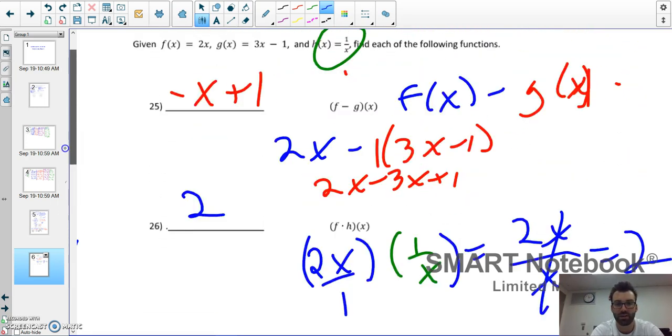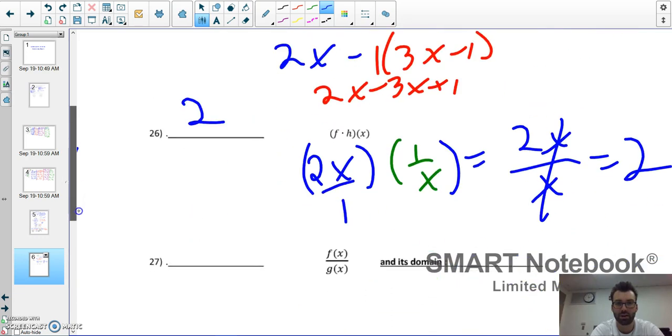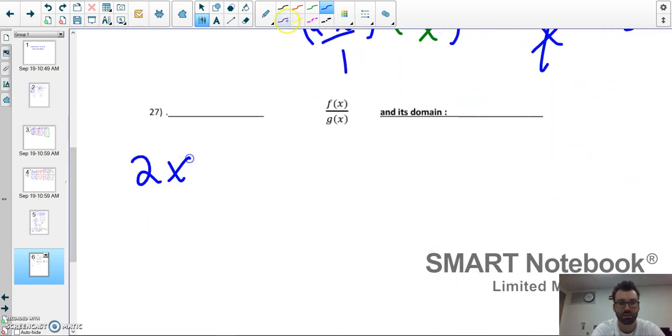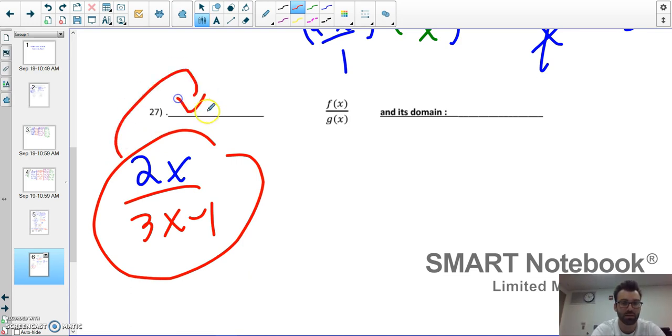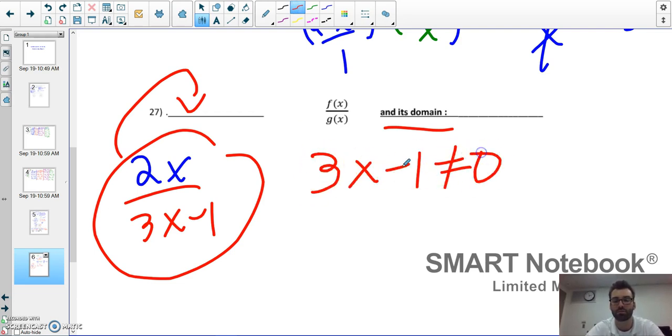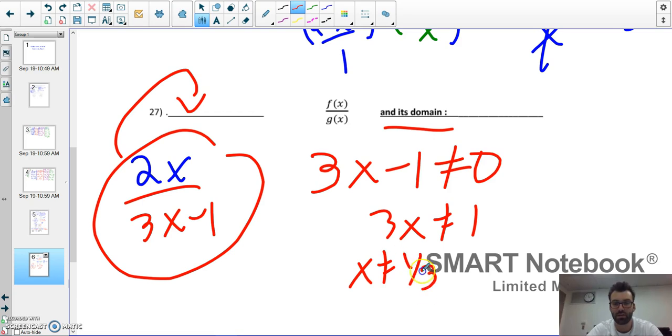Last one. f of x divided by g of x. f of x is 2x, g of x is 3x minus 1. So I'll go 2x over 3x minus 1. That's going to be my answer. Now though I want to find its domain. Because we have a fraction, we have something in our denominator, it's our reciprocal function. Remember, the denominator of a fraction cannot equal 0. So I take whatever's in my denominator and set it equal to 0. Add the 1. x cannot equal 1/3.